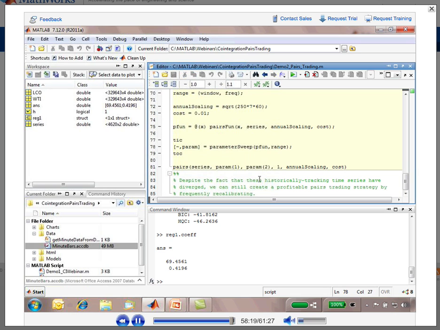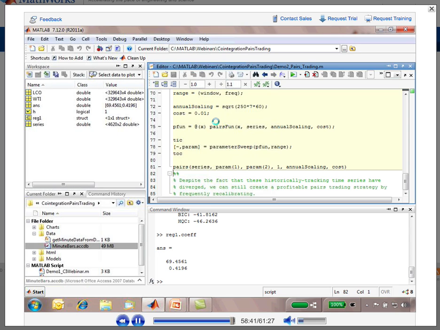So we're going to go ahead and run this, and at the end this function pulls out the best parameters. The parameters are selected based upon maximizing the Sharpe ratio. So it's going to find the maximum Sharpe ratio, and that's what it's going to plot here at the end. Let's go ahead and run this.